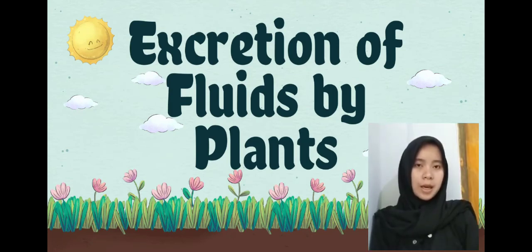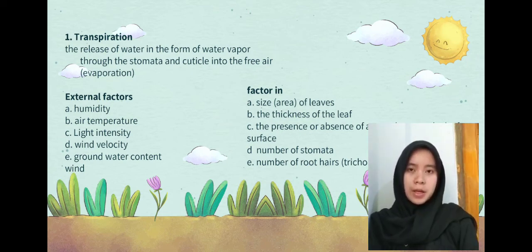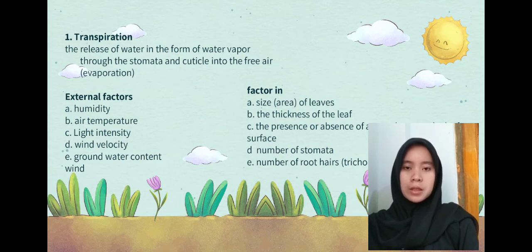The last point is about the excretion of fluids by plants. One: transpiration, the release of water in the form of water vapor through the stomata and cuticle into the free air. Transpiration occurs due to several factors, including external factors: one, humidity; two, air temperature; three, light intensity; four, wind velocity; five, groundwater content.